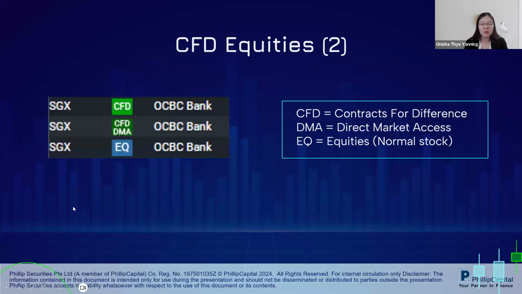On our platform, we have different types of so-called symbols, and it's quite important for you to know them. We have CFD, CFD DMA, and equity. CFD is the normal contract for difference, and DMA is direct market access, which I'll explain more about later on. EQ is the equity side, which is the normal shares that you will have.